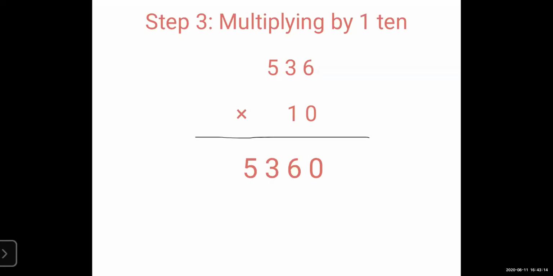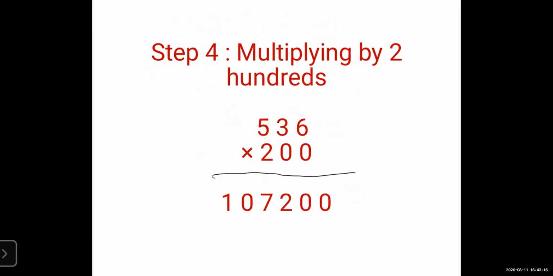Okay, now step 4. What is step 4? We have multiplied by units, we have multiplied by tens. Now the third place remains, that is hundreds. Okay, so step 4 is multiplying by 2 hundreds. Yes, multiplying by 2 hundreds.